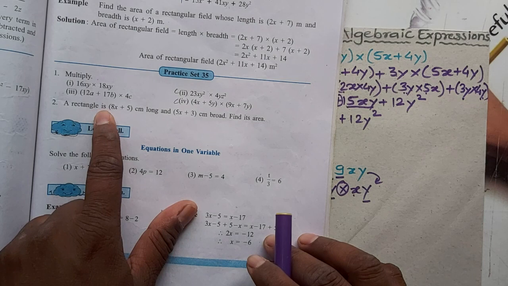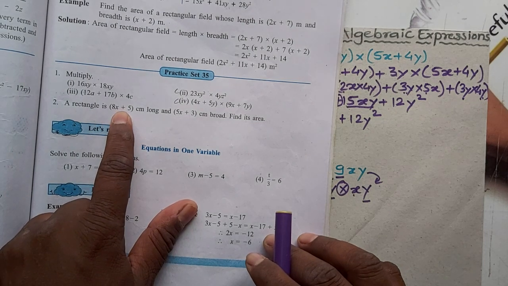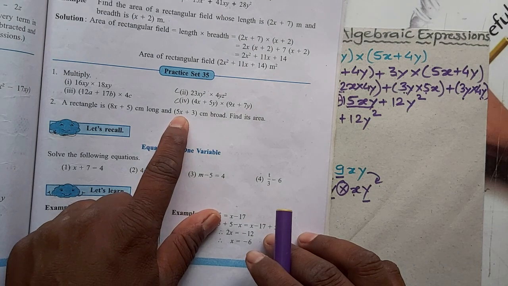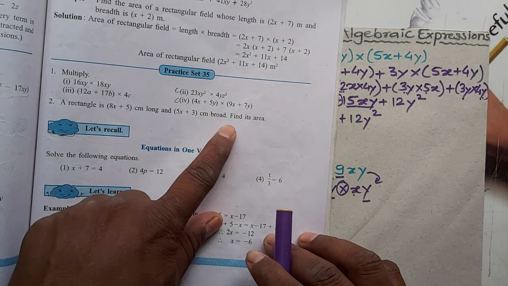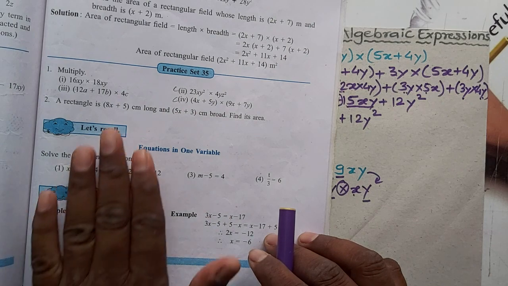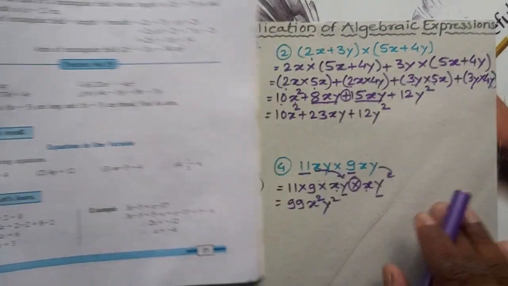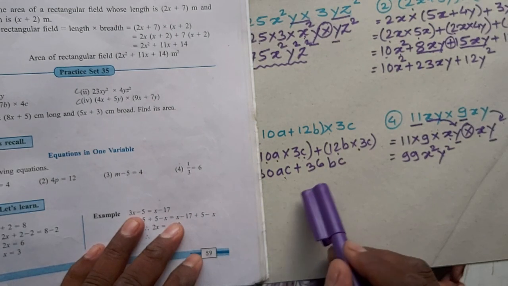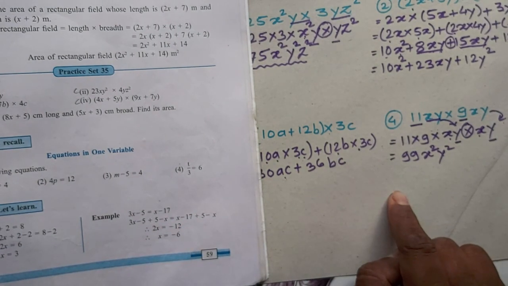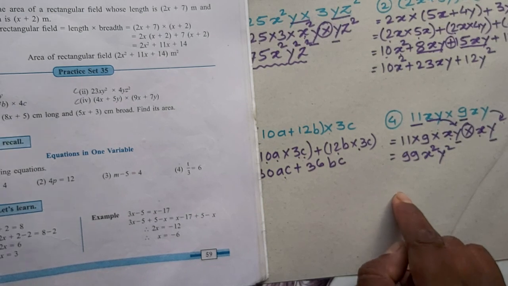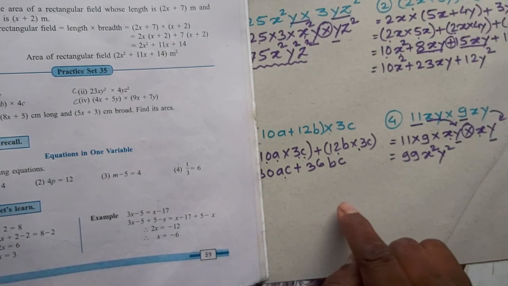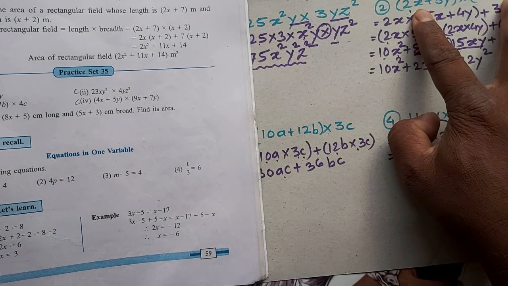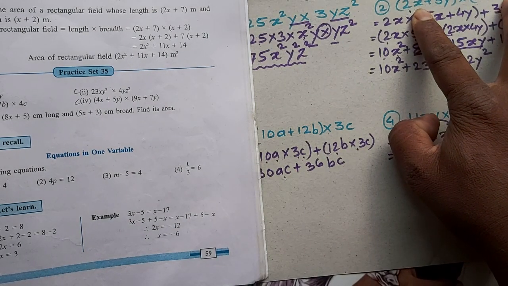Second question. A rectangle is 8x plus 5 centimeters long, means length is given, and breadth is 5x plus 3 centimeters broad. Find its area. Okay. So just write the length of the rectangle from the given information. Length of the rectangle is equal to 8x plus 5, and breadth is equal to 5x plus 3, and then same like this, binomial to binomial you have to multiply.